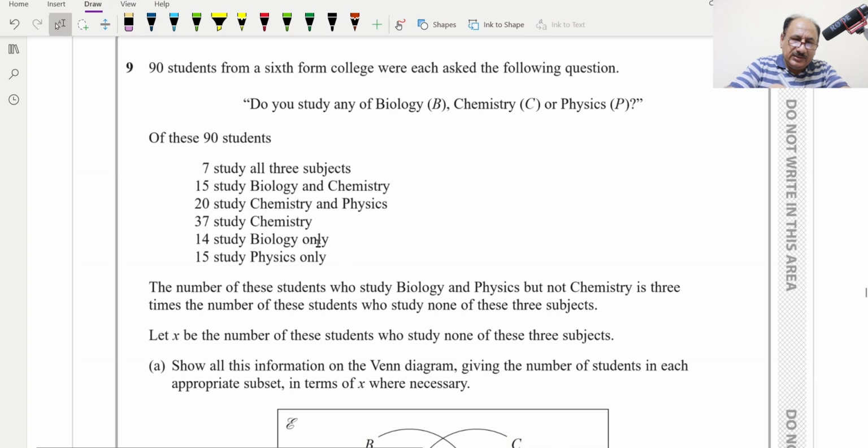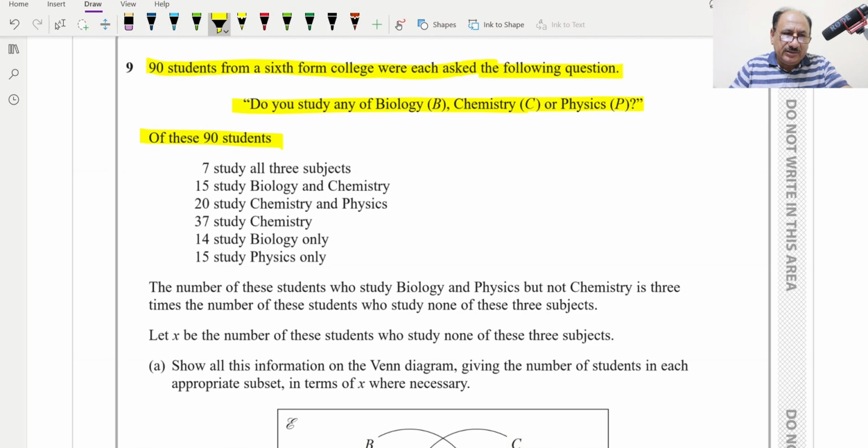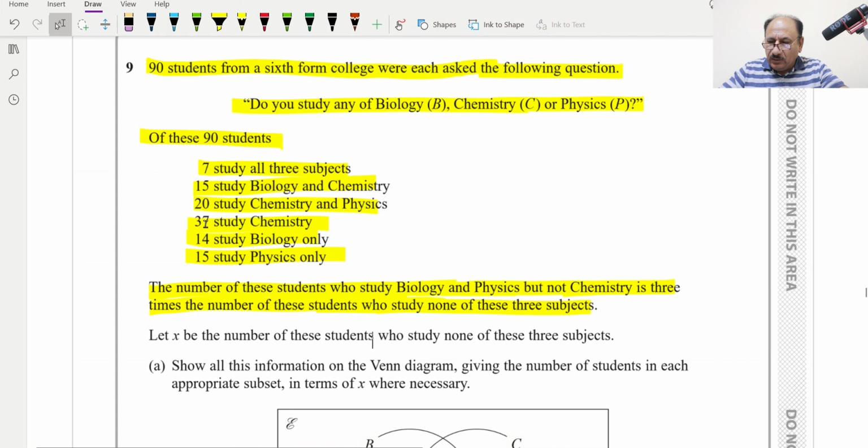Question number 9 says 90 students from a sixth form college were each asked the following questions: do you study any of biology, chemistry, physics? Of those 90 students, 7 study all 3 subjects, 15, this one 20, this one 37. See, this detail is provided. The number of these students who study biology, physics but not chemistry is 3 times the number of these students who study none of these 3 subjects.